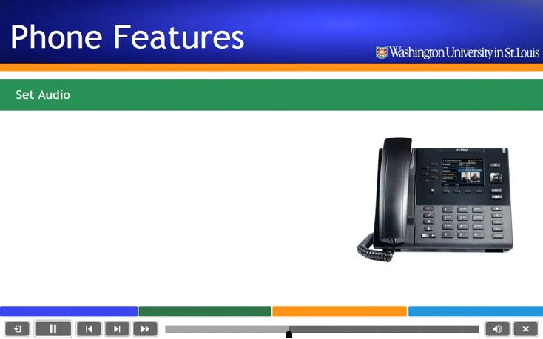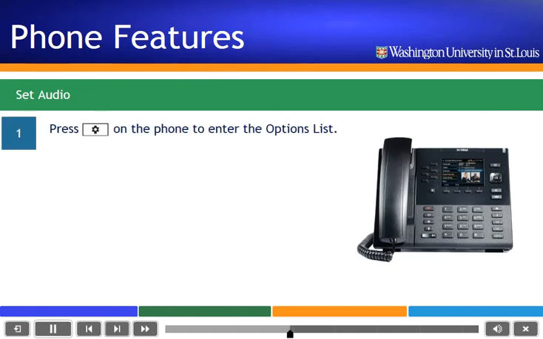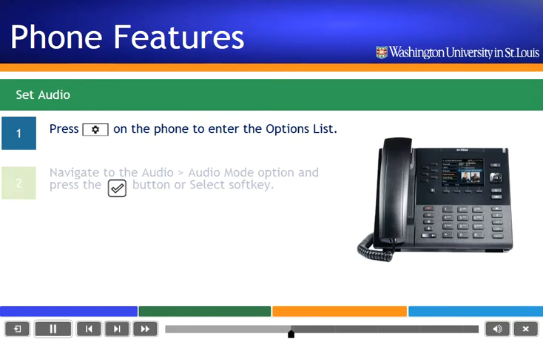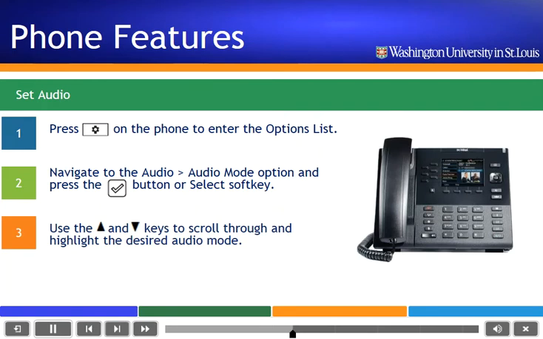Phone features. Set audio. Press the Option key on the phone to enter the options list. Navigate to the audio mode option, and press the check button or select soft key. Use the up and down keys to scroll through the highlight to the desired audio mode. Press the Save soft key to save your changes.